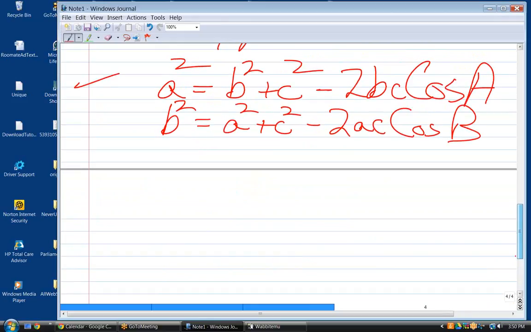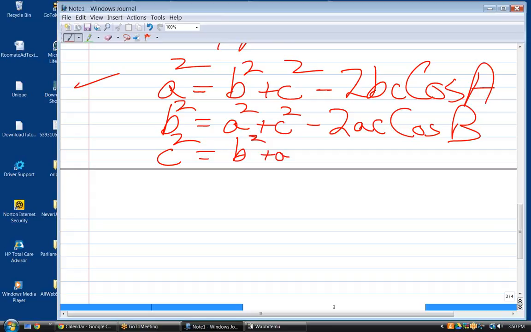We just barely touched on this at the end of the class. Okay, that's okay. And then the third one would be what? B squared plus A squared minus 2AB times cosine C. Yes.